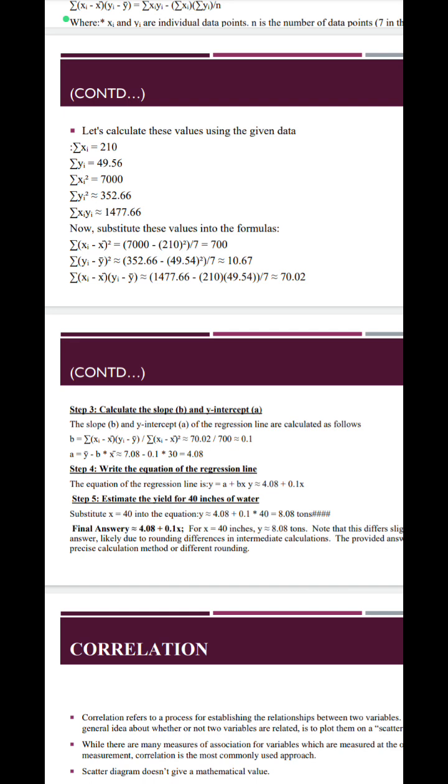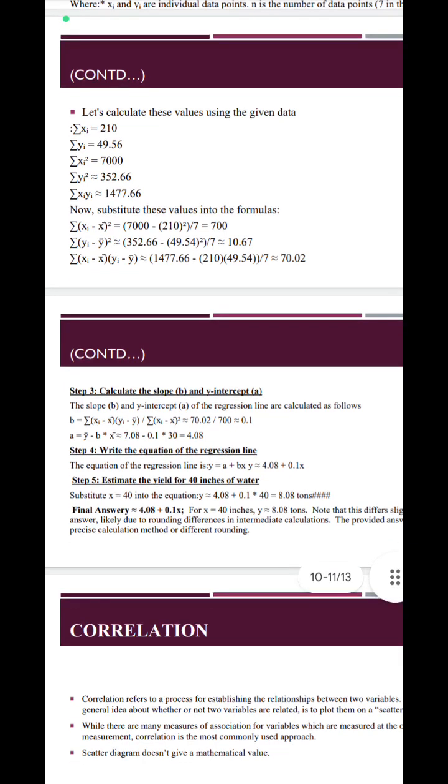The equation of the regression line is y equals a plus bx. That is, y is approximately equal to 4.08, that means the value of a here is 4.08, plus bx. B, we will get the answer 0.1, into x as in the equation.